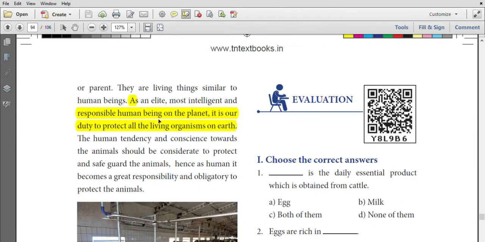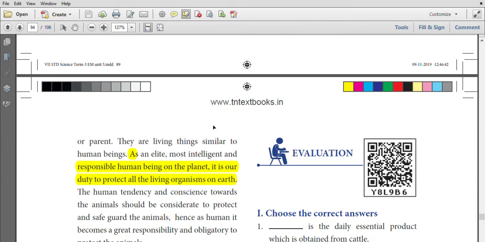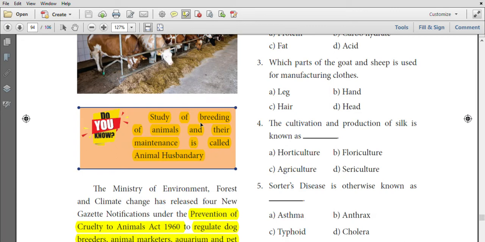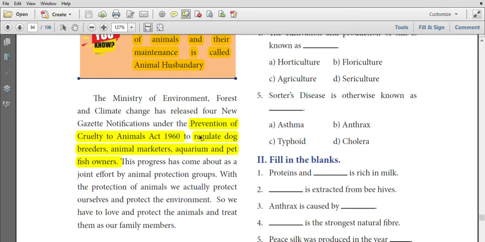As responsible human beings on the planet, it is our duty to protect all living organisms on the earth. The study of breeding of animals and their maintenance is called animal husbandry. To prevent cruelty to animals, our government enacted an act in 1960 to regulate dog breeders, animal marketers, aquarium and pet fish owners.